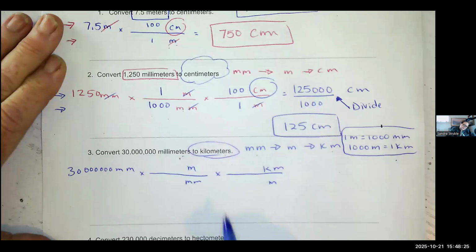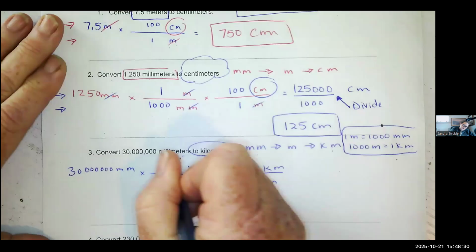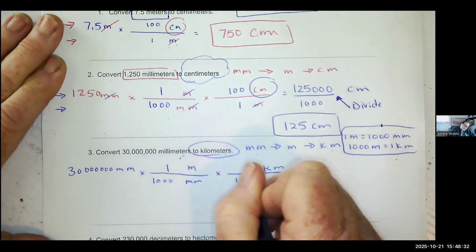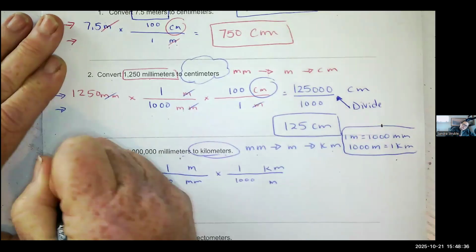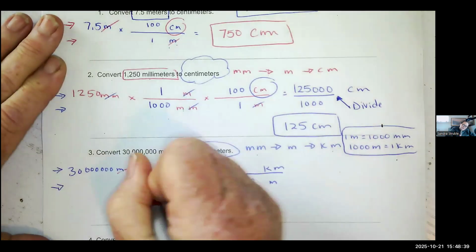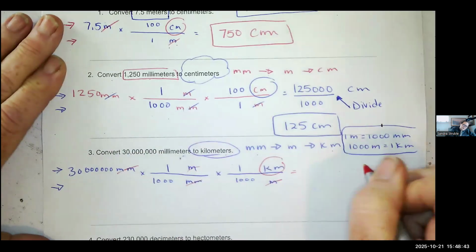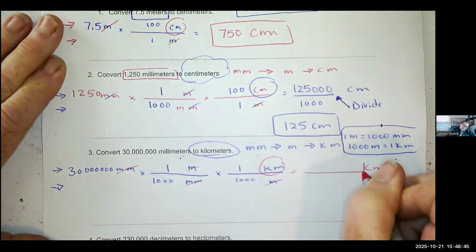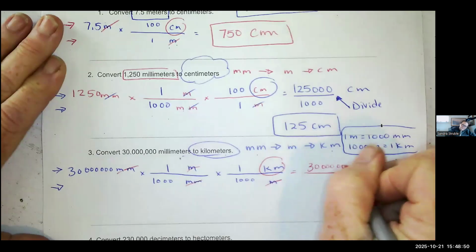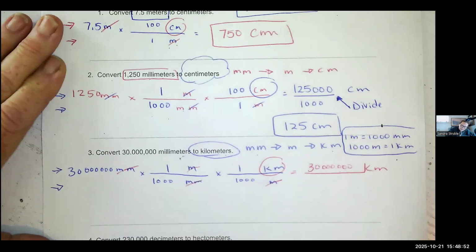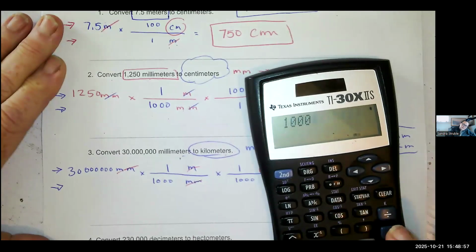1,000 millimeters is 1 meter. 1,000 meters is 1 kilometer. Multiplying straight across, my millimeters are gone, my meters are gone. I'm left with kilometers. Fantastic. 30 million times 1 is 30 million. 2, 3, 1, 2, 3. 1,000 times 1,000. This is not 1,000 times 2. 1,000 times 1,000 is 1 million.